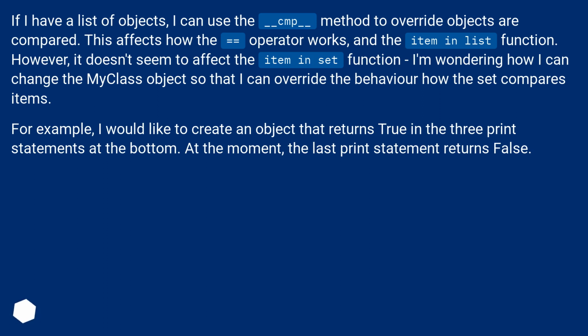I'm wondering how I can change my class object so that I can override the behavior of how the set compares items. For example, I would like to create an object that returns true in the three print statements at the bottom. At the moment, the last print statement returns false.